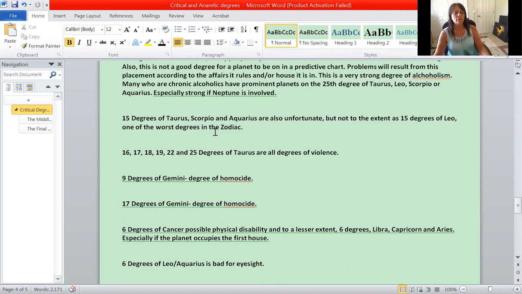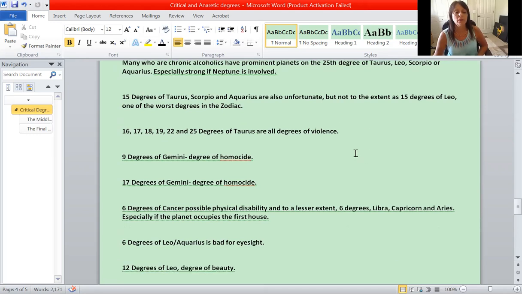15 degrees of Taurus, Scorpio, and Aquarius are also unfortunate, but not to the extent of 15 degrees of Leo, one of the worst degrees of the zodiac. Okay. 16, 17, 18, 19, 22, and 25 degrees of Taurus are all degrees of violence. Now I'm going to check these too. I came upon this whole thing here today. I was putting this together.